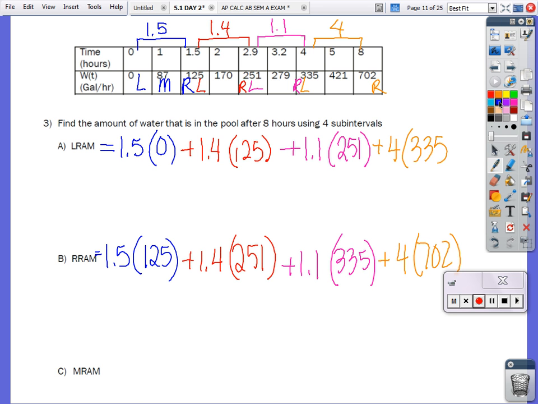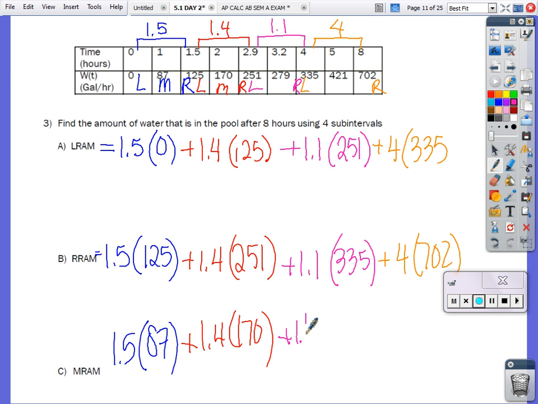And then my very last one, my MRAM would be the same exact width, you'll notice, for every single one of them. 87, my red, let me get through this real quick, 1.4 with an M of 170. My pink would be 1.1 with 279. And then my orange would be 4 times 421. Okay? So again, your inconsistent intervals is a pain in the butt.